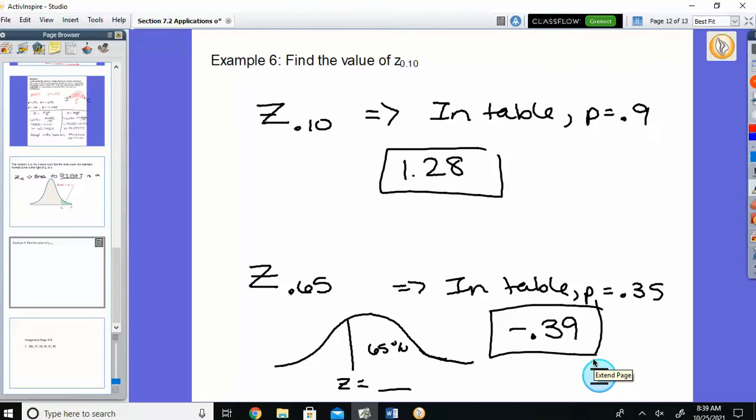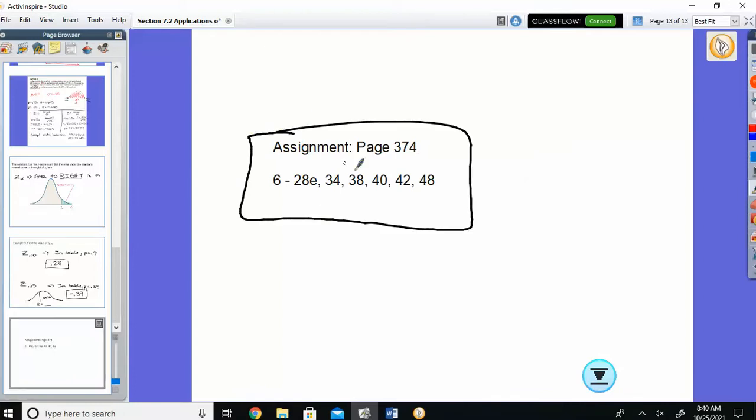Alright, questions on that? So that is the end of section 7.2, and also the end of what we're covering in chapter 7. This assignment is not going to be due until Wednesday, so you will have class time tomorrow to work on this. I think what I'm going to do, I really don't want to start chapter 8 with the extended weekend coming up.